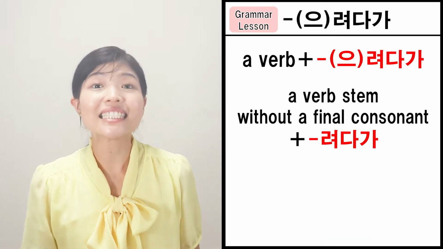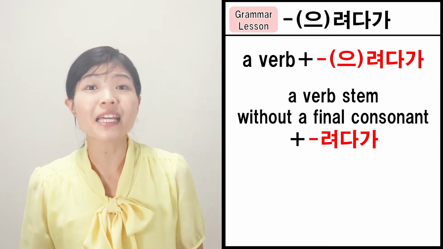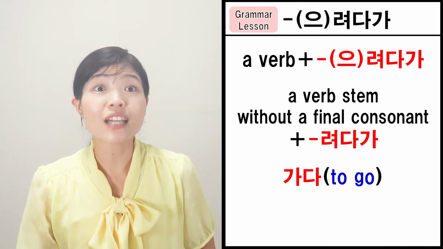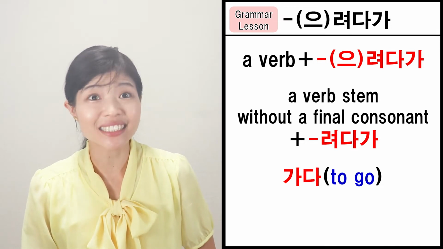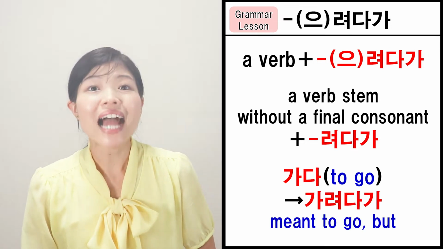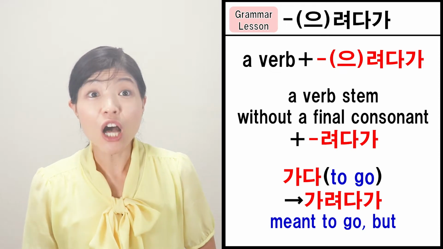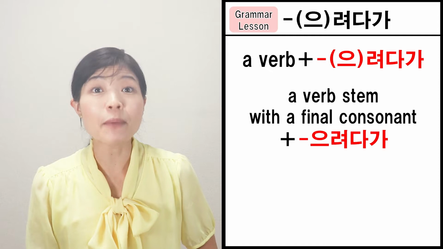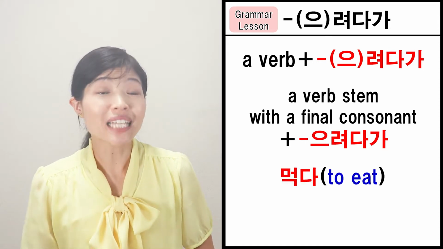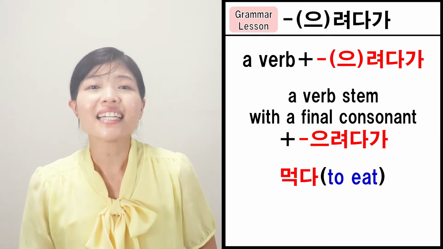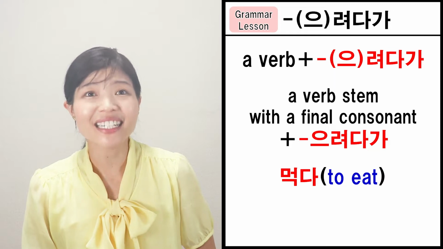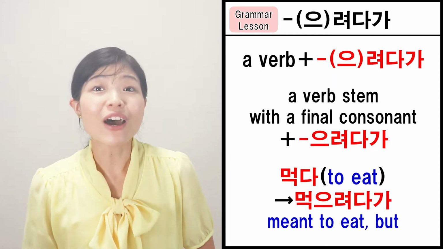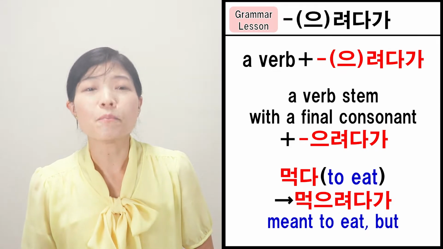You will attach 려다가 if a verb stem does not have a final consonant. For example, 가다, to go, does not have a final consonant. So you will attach 가려다가, meant to go. But you attach 으려다가 if a verb stem has a final consonant. For example, 먹다, to eat, has a final consonant. So you will attach 으려다가 to make 먹으려다가, meant to eat, but.